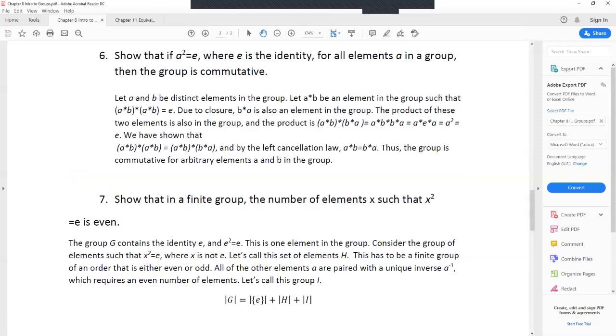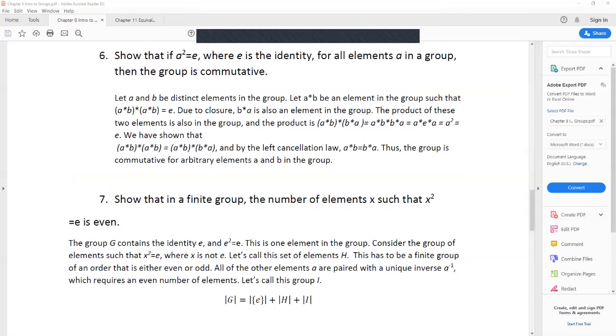Problem number 6 says to show that if A squared is equal to E, where E is the identity, for all elements A in a group, then the group is commutative. We start by choosing two arbitrary elements in the group. So let's choose A and B.